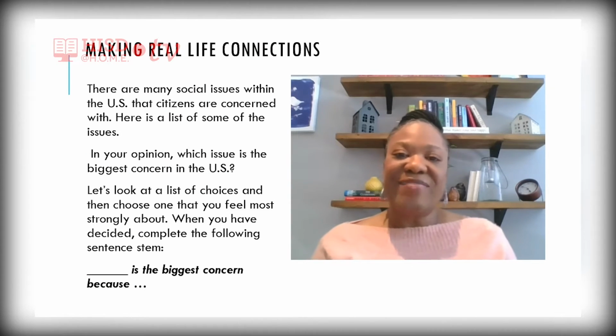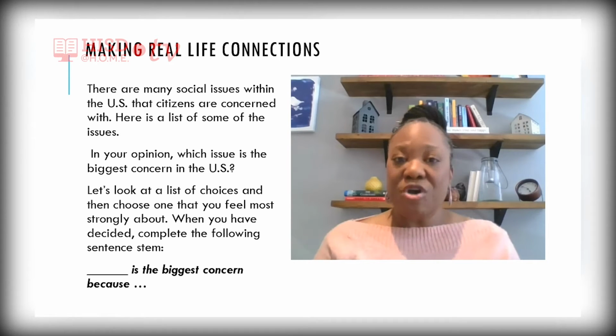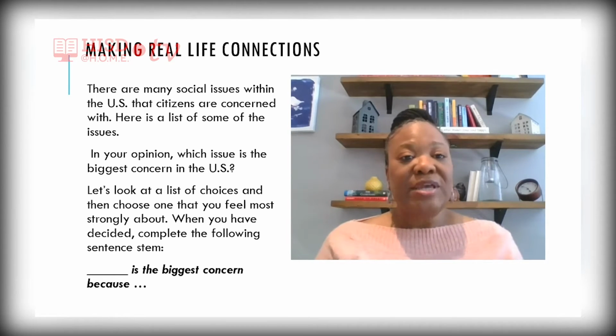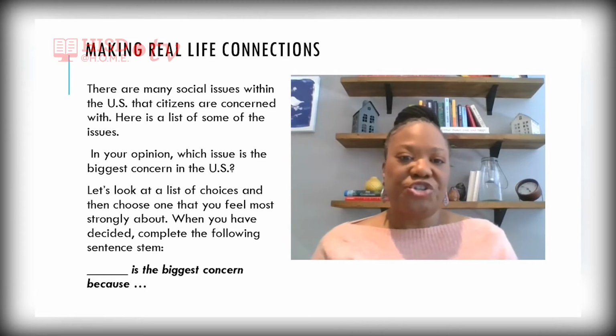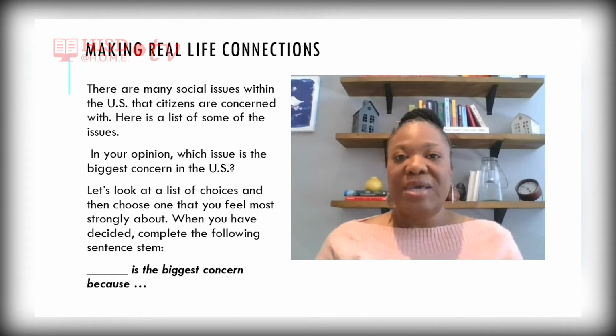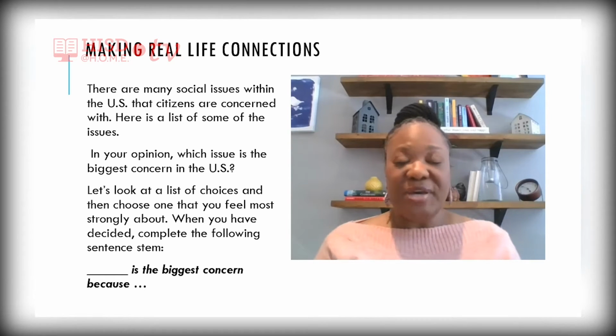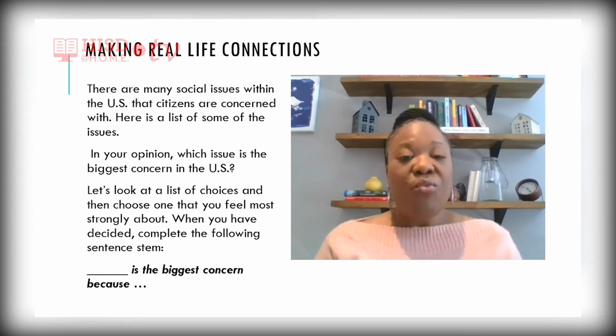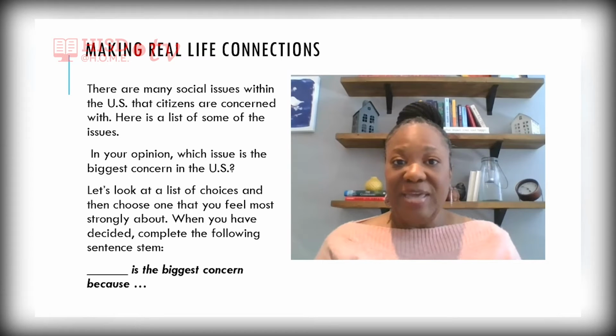Let's make a real life connection as we begin to talk about the reformers movement. You know, there are many social issues within the United States that citizens are concerned with. Here's a list of some issues that I'm going to show you. In your opinion, which issue is the biggest concern in the United States? Let's take a look at our choices, and then I want you to choose one that you feel strongly about. When you have decided, you can complete the following sentence stem. Blank is the biggest concern because.